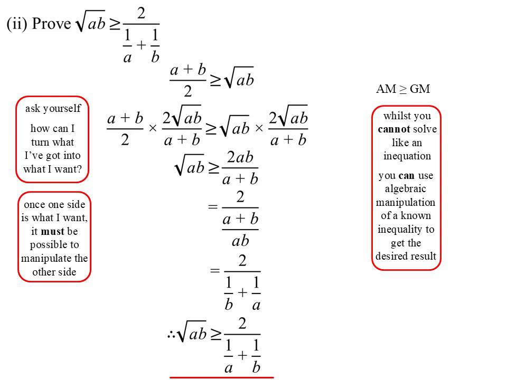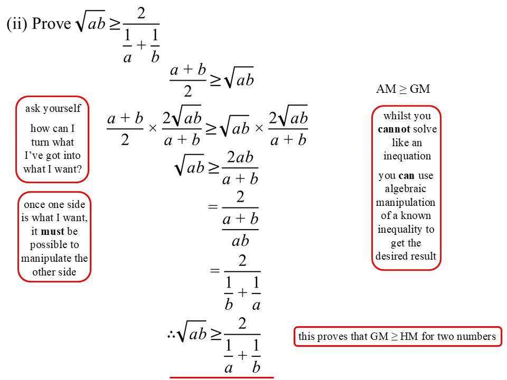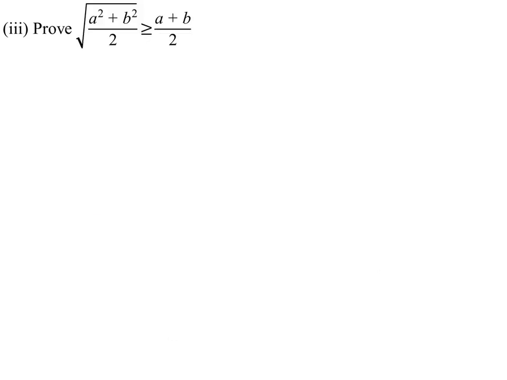But what we've just done now for two numbers is prove that the geometric mean is greater than or equal to the harmonic mean. Let's do this one then. The square root of a squared plus b squared on 2 is greater than or equal to a plus b on 2. I'm going to start with something I know. A squared plus b squared is greater than or equal to 2ab. That is the arithmetic mean greater than or equal to the geometric mean.